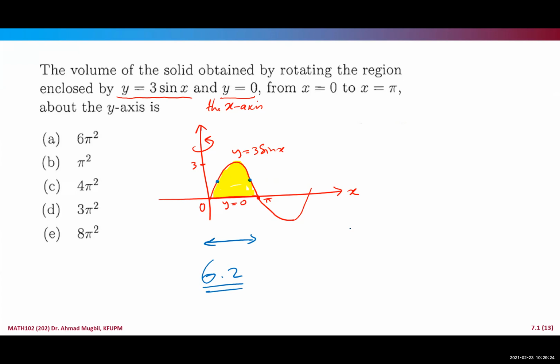So instead of drawing a line perpendicular to the axis of rotation, draw a line that is parallel to the axis of rotation, from the upper part to the lower part. Now it means that here we will use washers. Sorry, not washers, shells, cylindrical shells. So we will use 6.3.